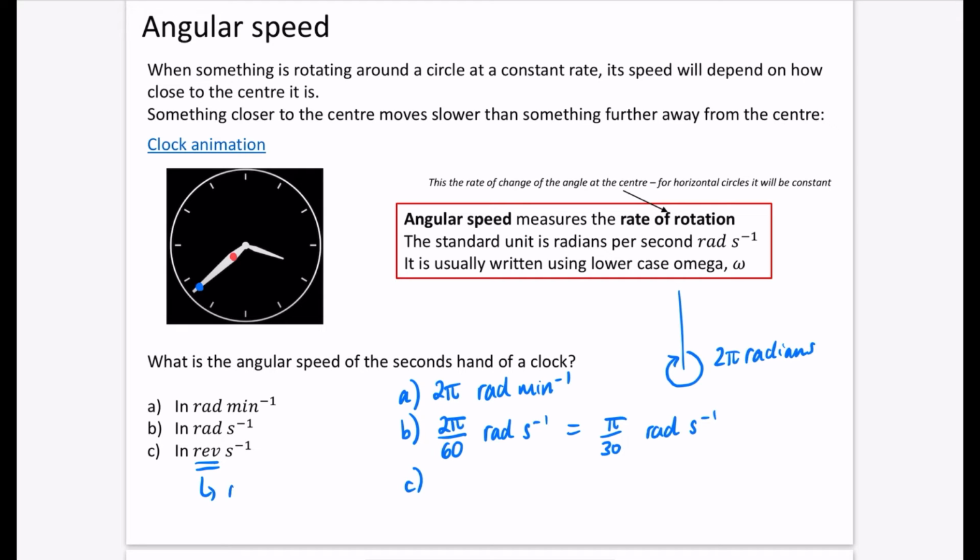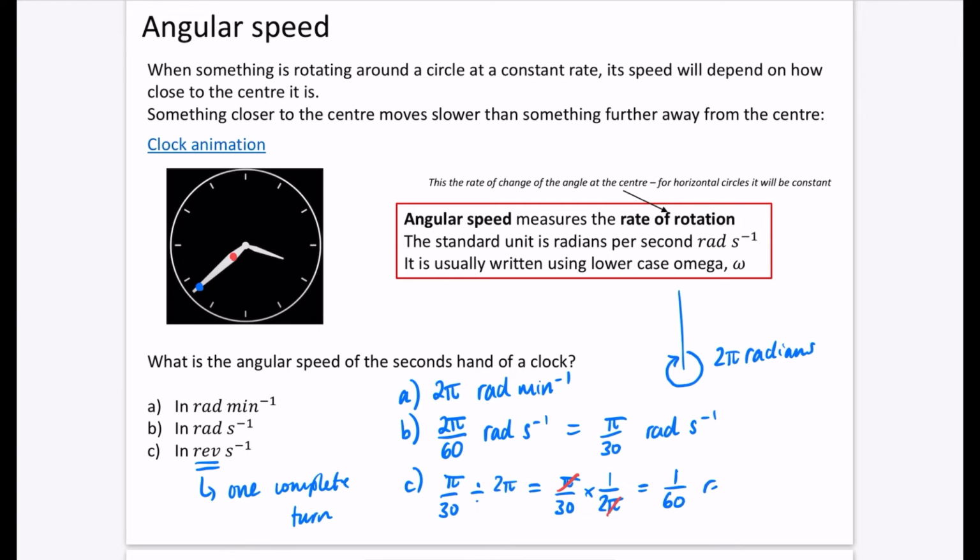Now, a revolution is 1 complete turn. So 1 revolution is 1 complete turn around the circle. So we're asking ourselves the question, how many revolutions is it doing per second? Well, if 1 revolution is 2 pi, and this is how many radians it is doing per second, if we divide this by 2 pi, we will find out how many complete revolutions it's doing. So if I do pi over 30 and divide that by 2 pi, that will tell me how many revolutions it's going to be per second. So that is pi over 30 multiplied by 1 over 2 pi. Of course, the pi is going to cancel out here and here, and we just get 1 over 60.